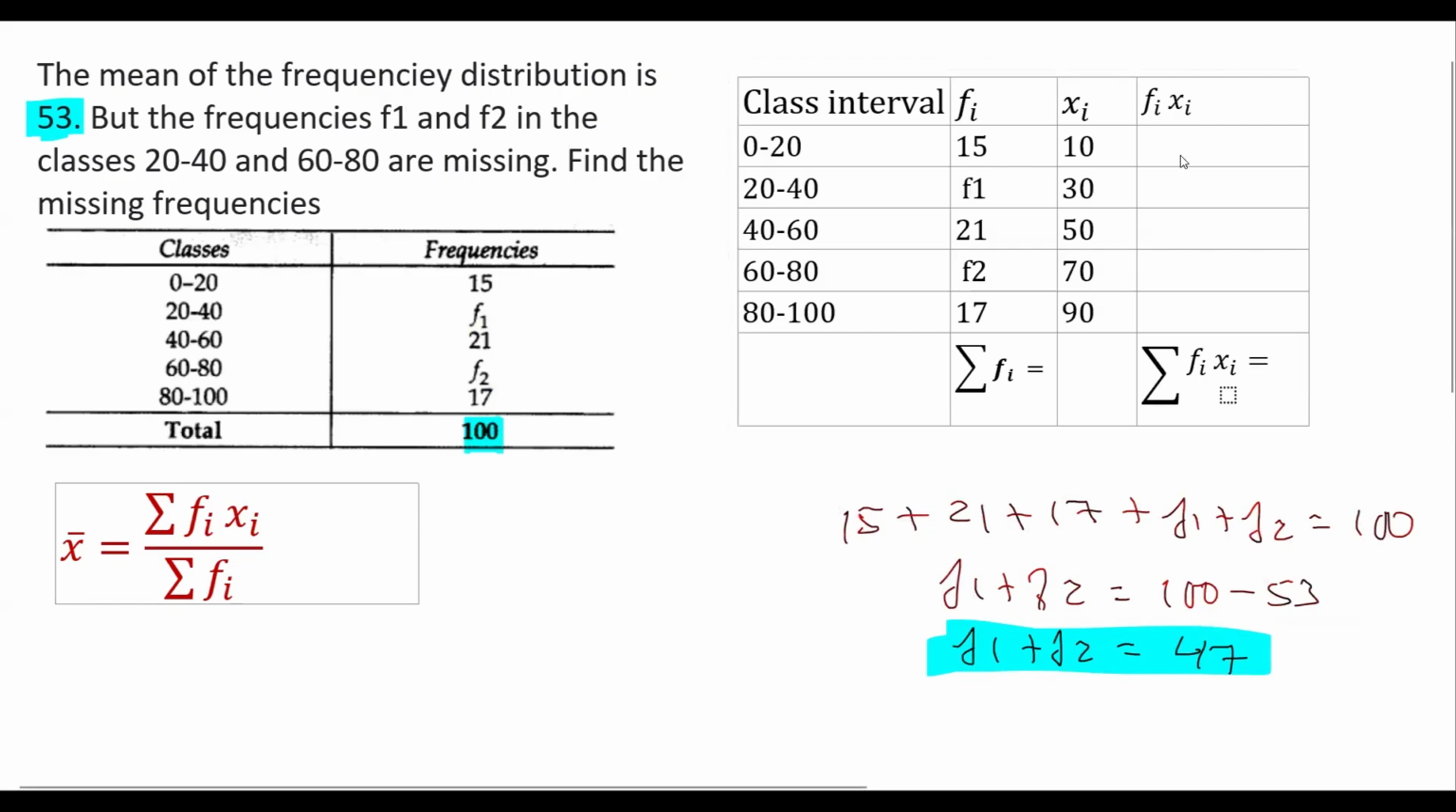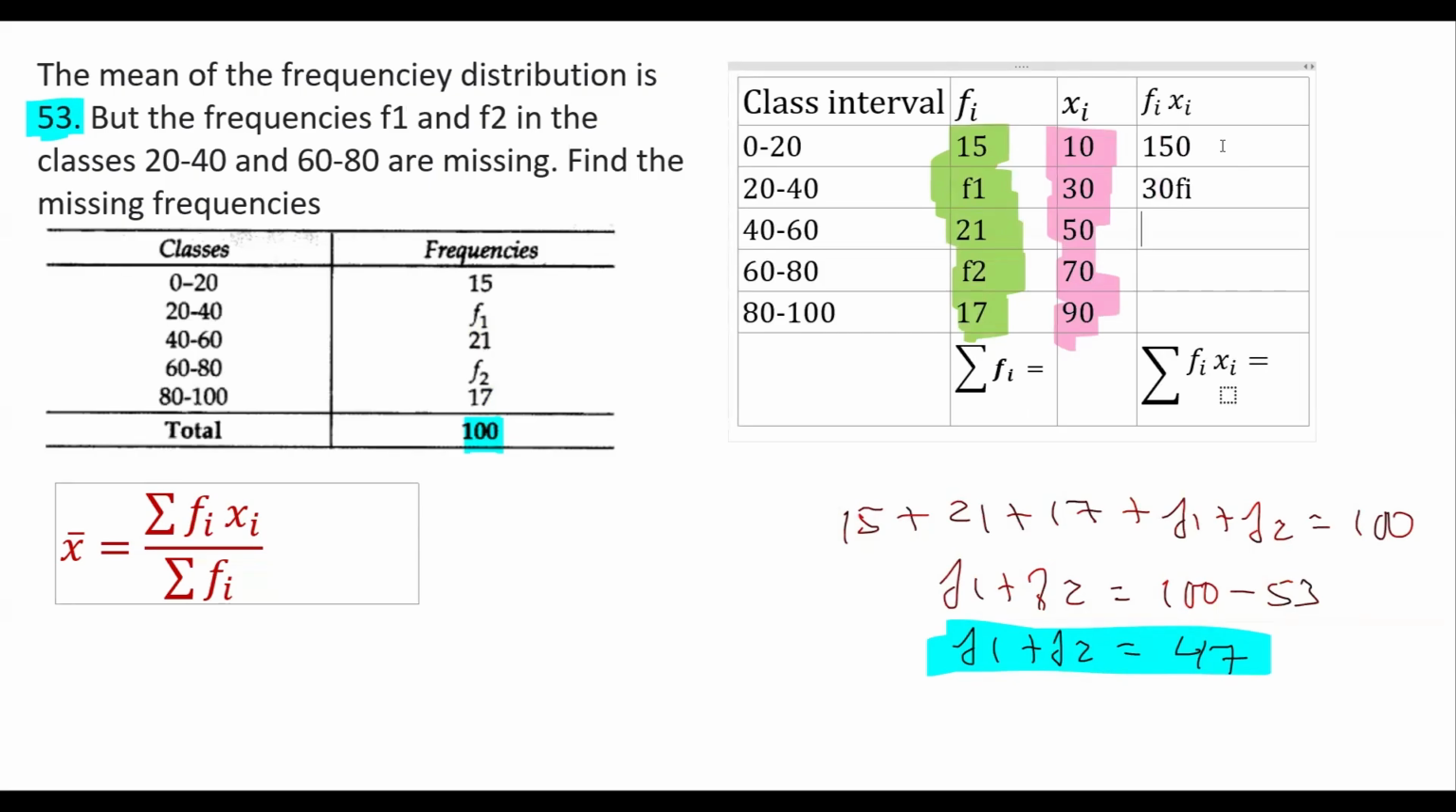The next is to get fi xi. The symbol is already telling us that this is fi and this is xi, so we are going to get the product of these. So it's 10 into 15 is 150. Then we have 30 F1. Next is 1050. Then 70 into F2 is 70 F2. And lastly, it is 17 into 90, right, is 1530.